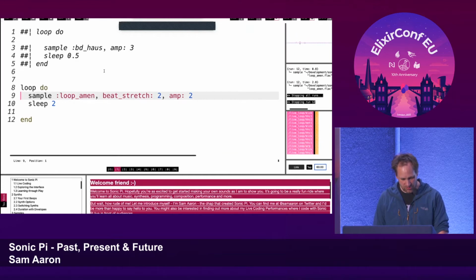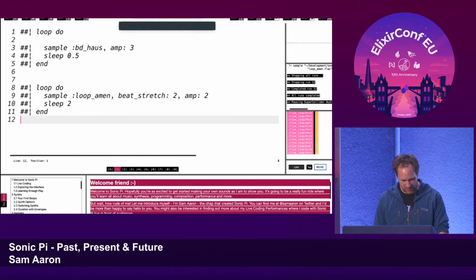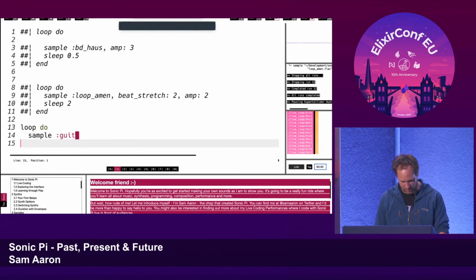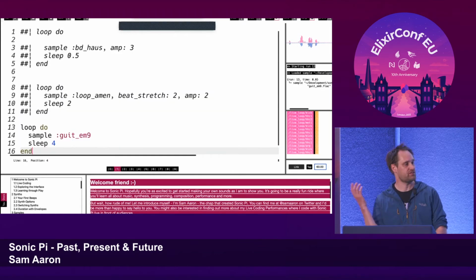So the kids would write this, and then maybe they would have another thing they wanted to add. They'd be working on these independently. Let's do another loop, and let's do sample, guitar E. I'm working on a beta version, and the down arrow is not working properly. And then sleep for 4, like this. So something like this, right?